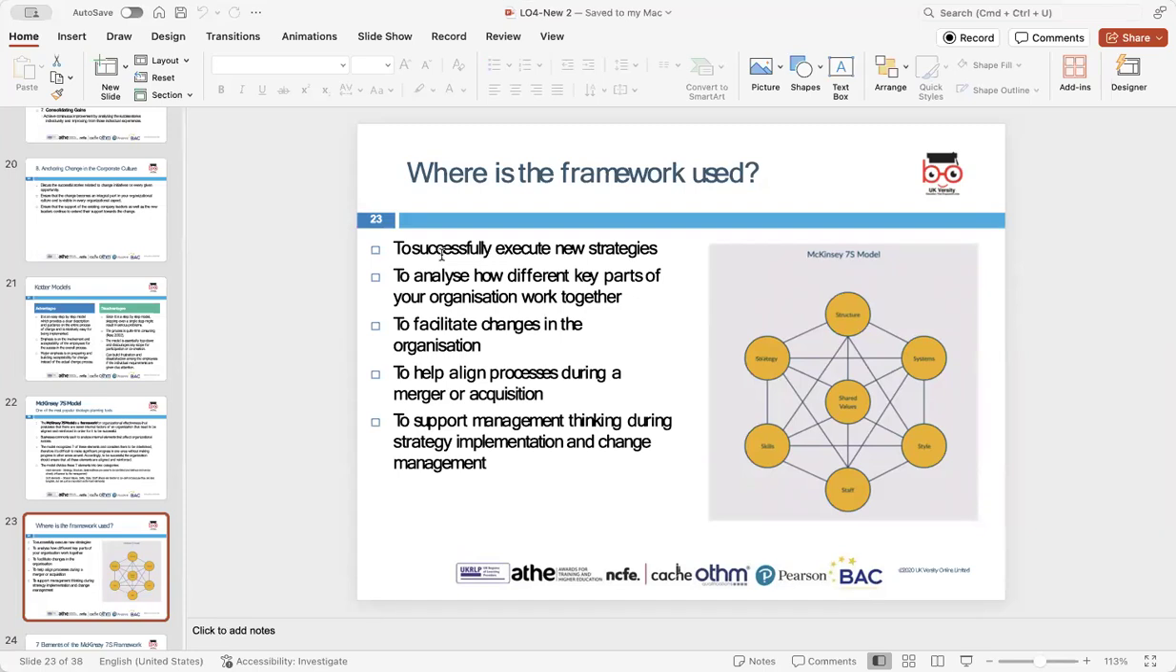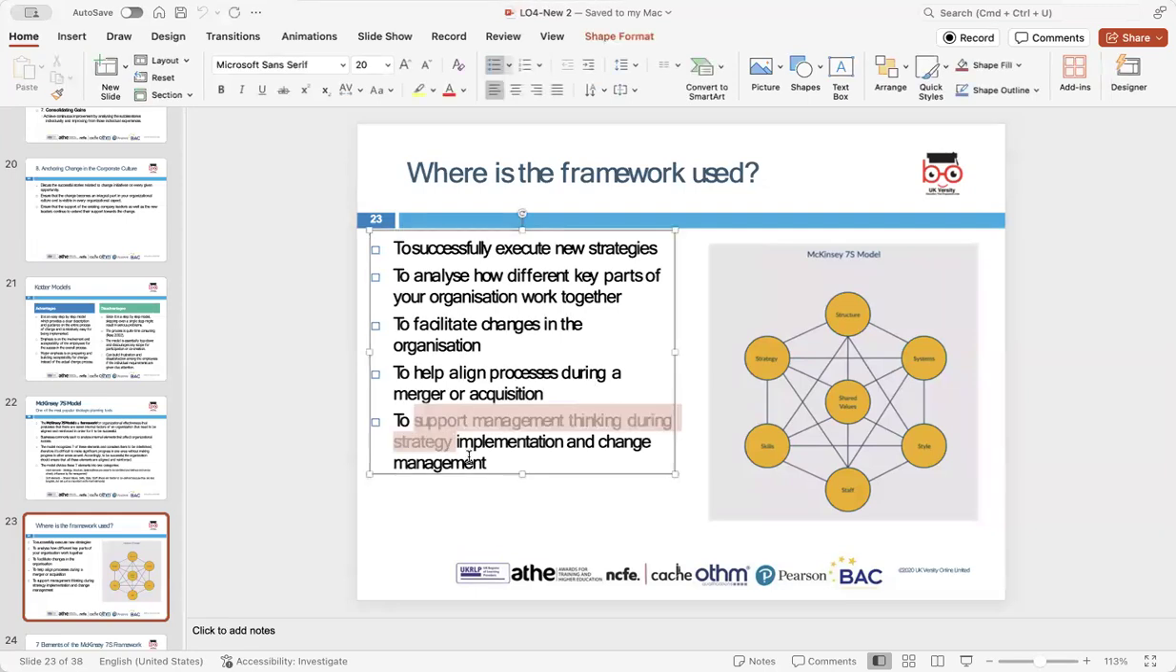During times of organizational change, the McKinsey 7S model can facilitate adjustments by providing a structured approach to realign internal factors. Additionally, it supports alignment during mergers or acquisitions by ensuring that all components of the organization work cohesively. Also, the model aids in strategy implementation and change management by offering a comprehensive framework for evaluating and adjusting various organizational elements in response to strategic shifts.